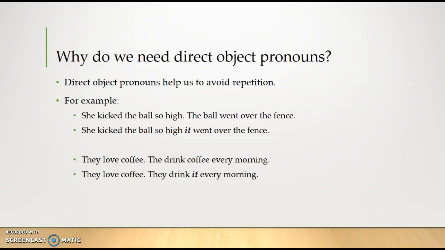So why do we need direct object pronouns? Basically, direct object pronouns allow us to avoid repeating ourselves. So, for example, she kicked the ball so high, the ball went over the fence. We might even combine this into one sentence. She kicked the ball so high, it went over the fence. So the it refers back to the ball in the first part of my sentence. They love coffee. They drink coffee every morning. You might not want to say coffee twice. So they love coffee. They drink it every morning. So that's an example of how we use these in English.